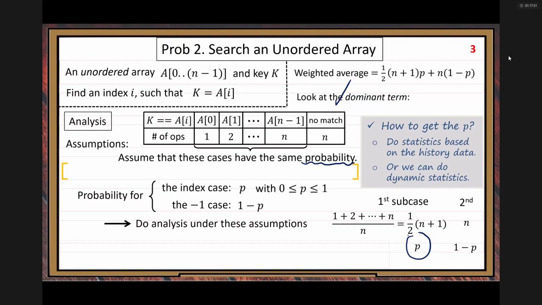So that's what we want to derive for this simple algorithm. After this, you should have a better understanding of average case efficiency, the main idea of how to calculate it.